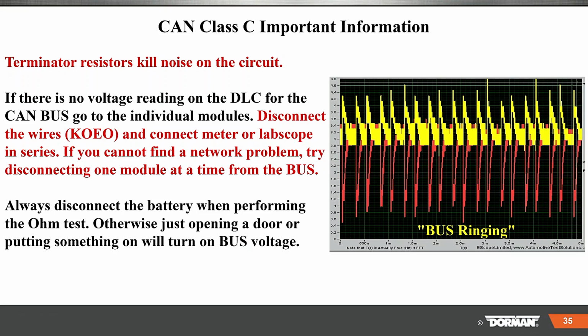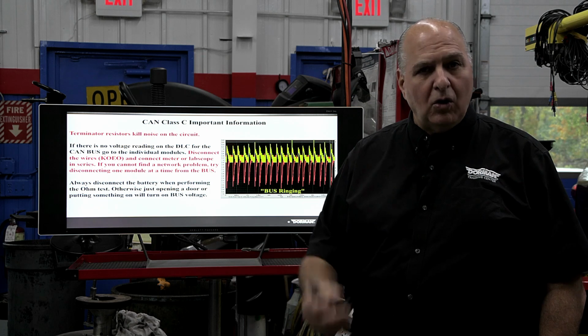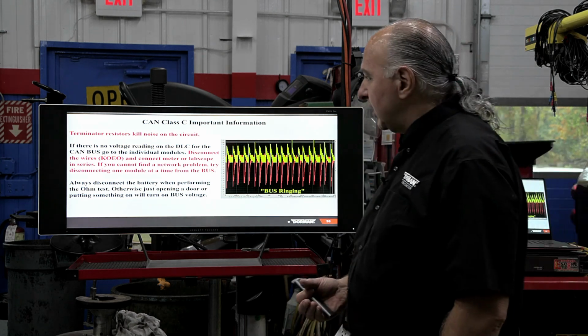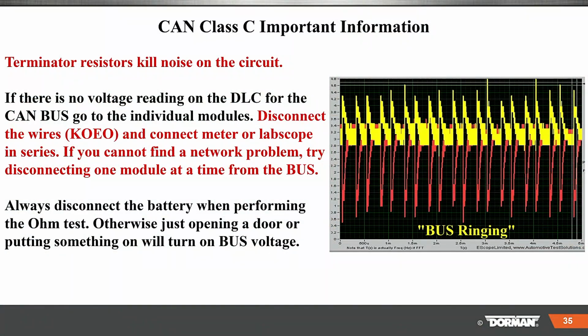All right, so terminator resistance kills noise on the circuit. If there are no bus voltage readings on a DLC for the CAN bus, go to individual modules. Disconnect the wires, key off. Connect the meter or Labscope in series. If you can't find a network problem, try disconnecting one module at a time from the bus. Remember, if it has a comb, you disconnect the comb, okay? But sometimes they don't have combs. Always disconnect the battery when performing the ohm test. We went over that before.